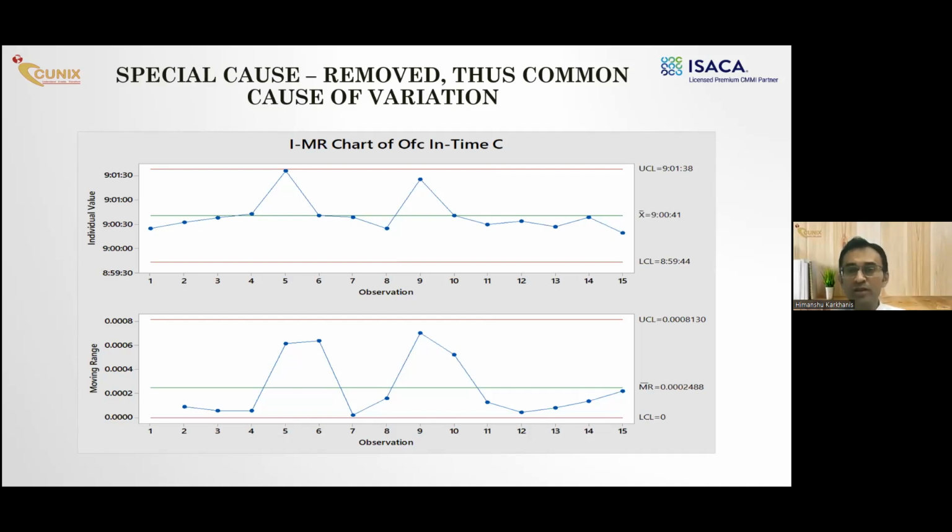How have I removed it? Not by removing the data point, but by taking actions after identifying the most likely possible cause, the root cause. Once you remove the special cause of variation, and when all your points, as you can see, are within these two control limits, then your process becomes what is called stable or in control. And this variation now is only the common cause of variation. It can be safely called the common cause of variation because there is no assignable cause here, because the process is safely within the control limits.